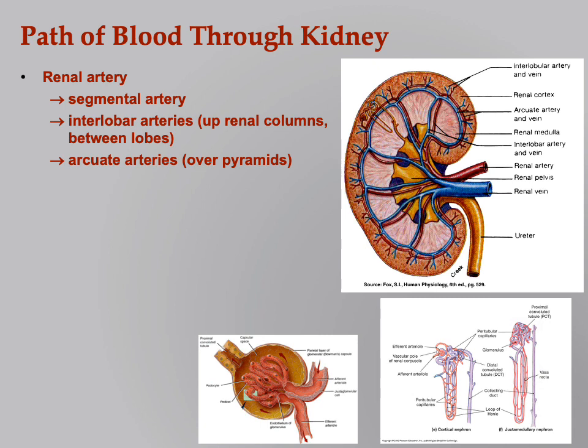Interlobar is coming up the columns. Once it curves over the renal pyramid, we call them arcuate. Then they go up through the cortex. So now we have the cortical radiate because they radiate into the cortex. There's an old other name for them, interlobular. I recommend you don't use that because it sounds too much like interlobar. So I'm not going to even say it again. You've got interlobars, then arcuates, then cortical radiates.